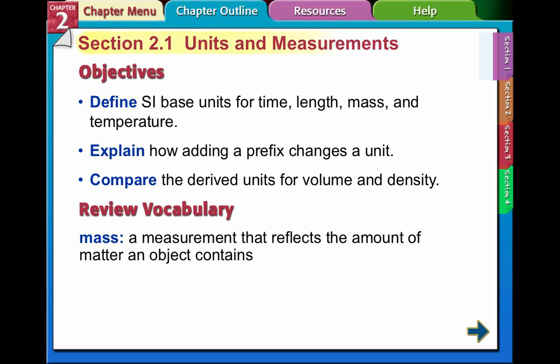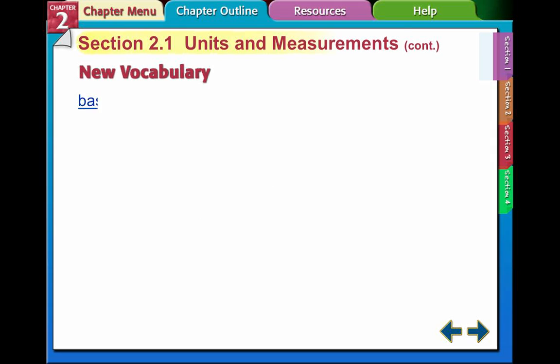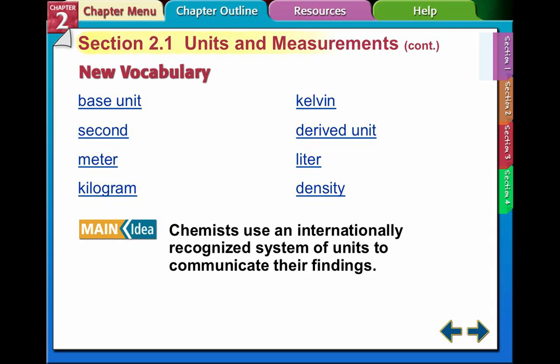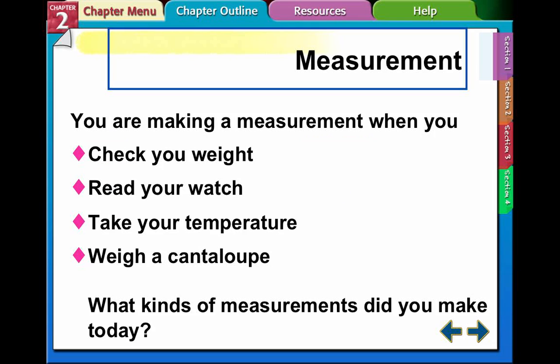Review vocab. Mass, a measure that reflects the amount of matter an object contains. Remember, we talked about the difference between mass and weight. Weight has to do with gravity. Okay, new vocab. Base unit, second, meter, kilogram, Kelvin, derived unit, liter, and density. Main idea in section 1. Chemists use an internationally recognized system of units to communicate their findings, called the International System of Units.